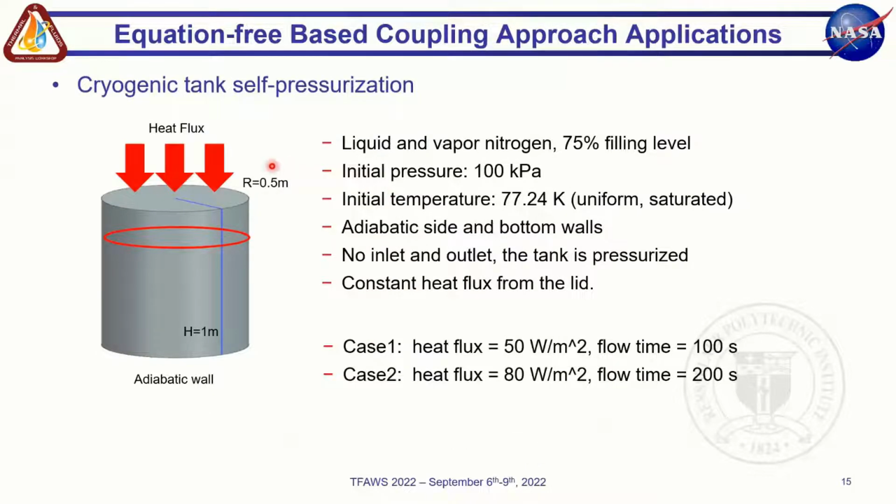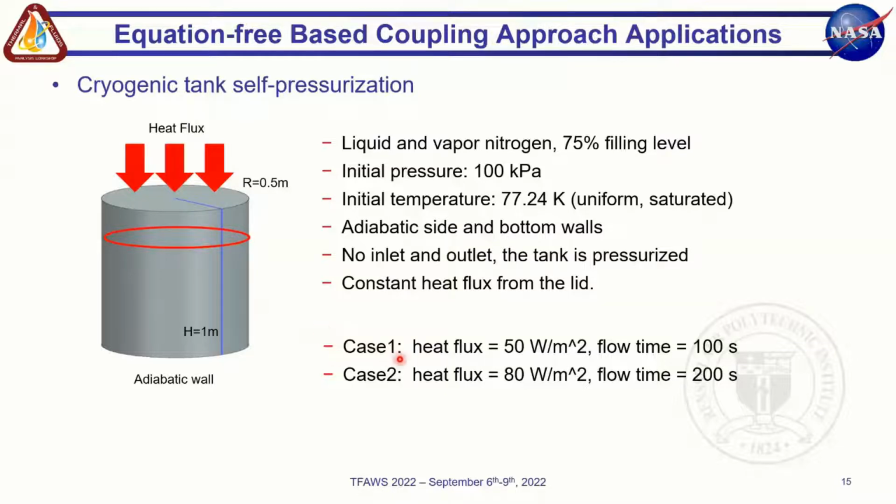So we designed a cryogenic tank self-pressurization problem. As we can see here, there are liquid and vapor nitrogen with a 75% filling level. The initial pressure is 100 kPa, and the initial temperature is the saturation temperature under this pressure condition. We set the side and bottom walls adiabatic, and there is heat flux from the top of the tank. There is no inlet or outlet, so the tank is pressurized.